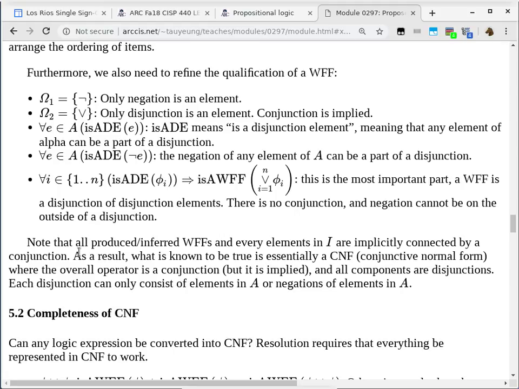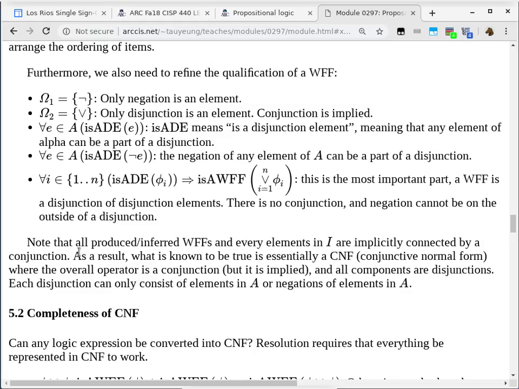And then we use this definition to say that if you have a whole bunch, n, of these components inside the disjunction, so we know that phi 1, phi 2, all the way up to phi n, they're all elements of a disjunction, which means each one is either a constant, the negation of a constant, a variable, or the negation of a variable, okay? Then the disjunction of all of those things is now a well-formed formula.